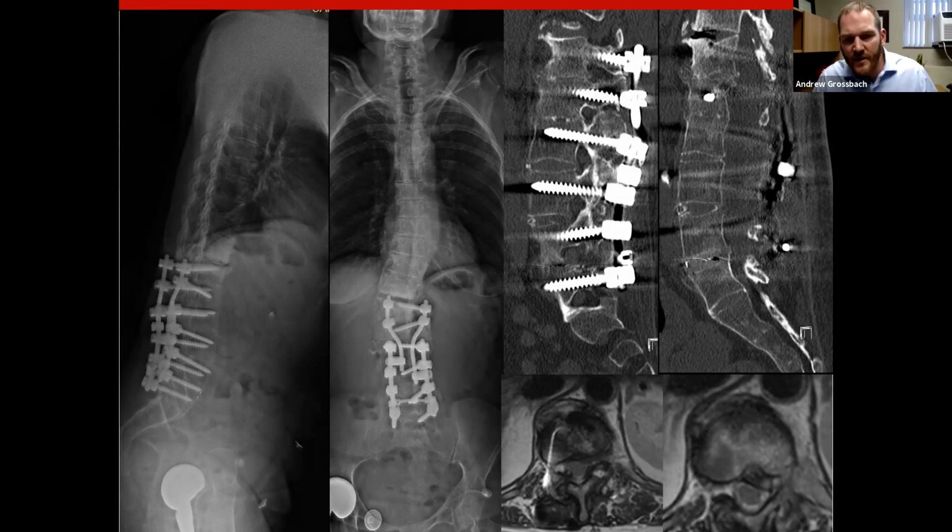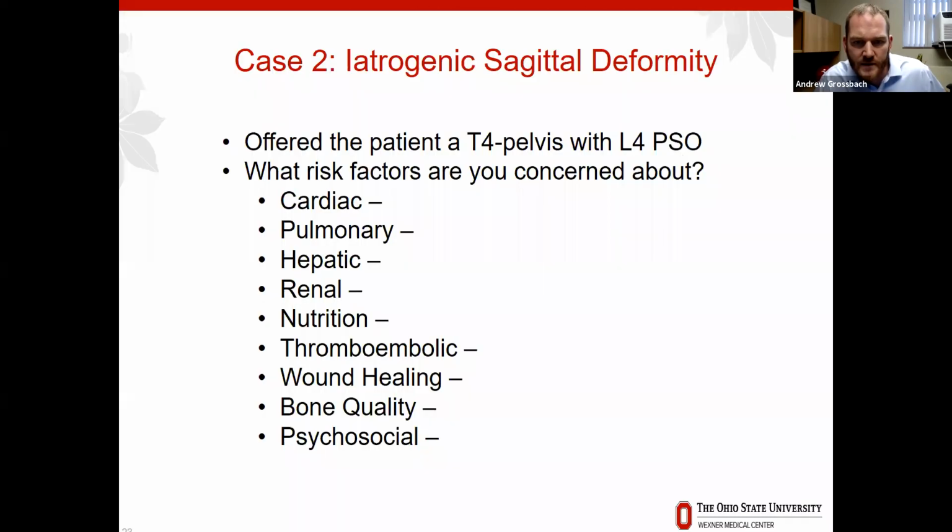And I don't like doing a posterior decompression and stopping at like T10 if I'm taking like T11 lamina off. I want that posterior tension band. So I decided to take her up a little further to T4. So I've already got T4 to pelvis, L4 pedicle subtraction osteotomy.